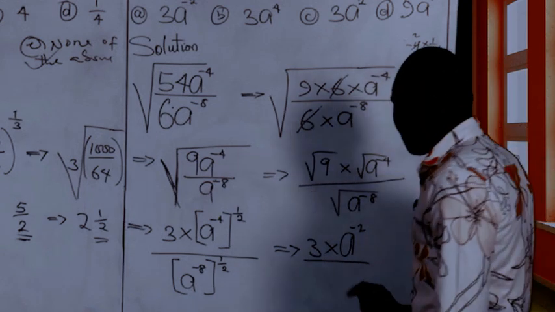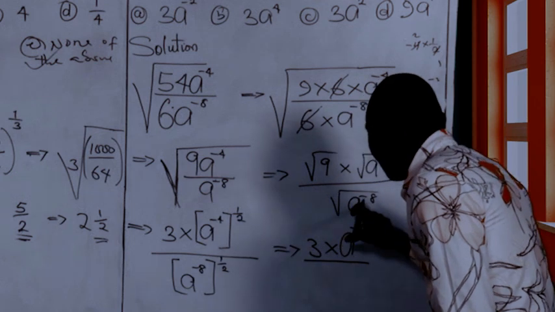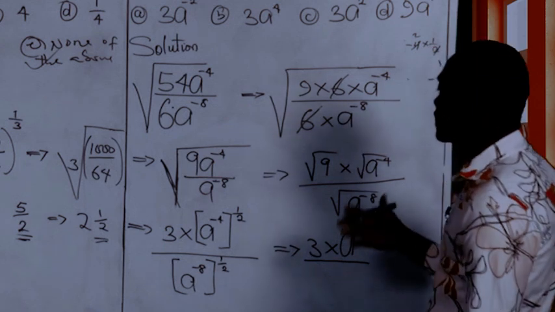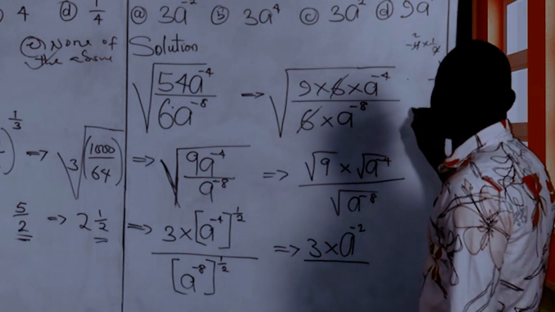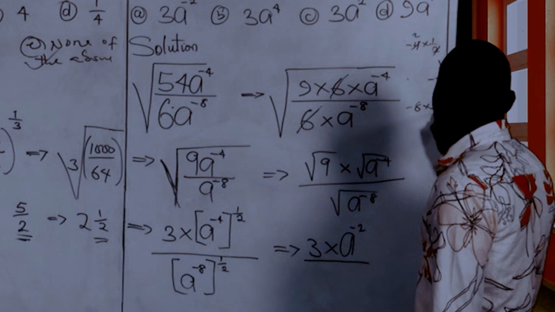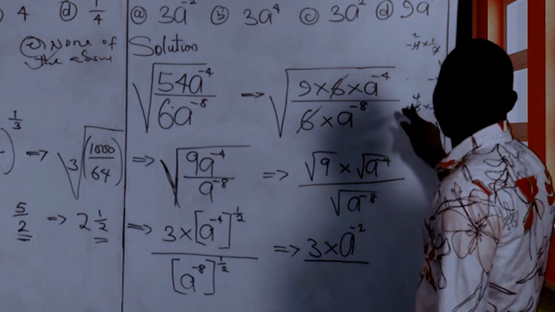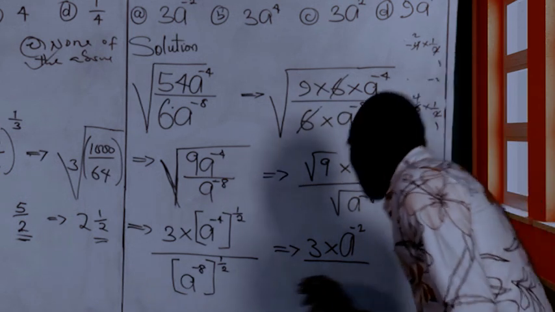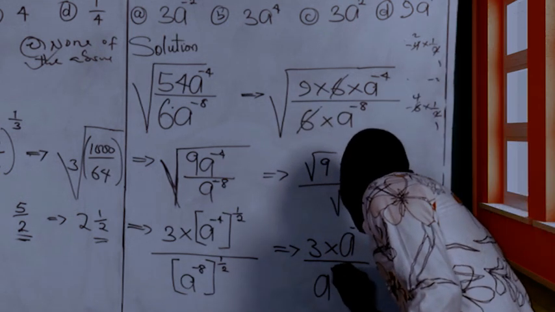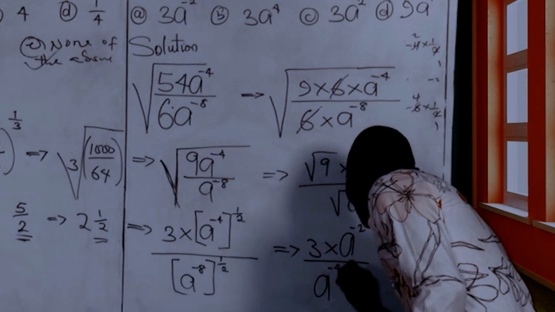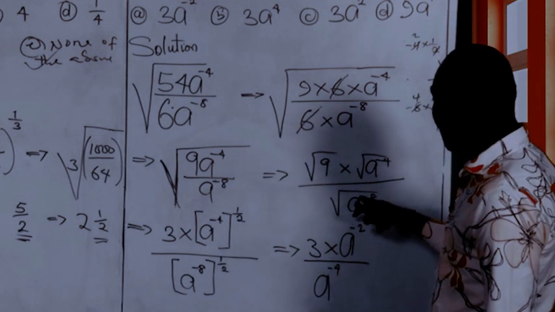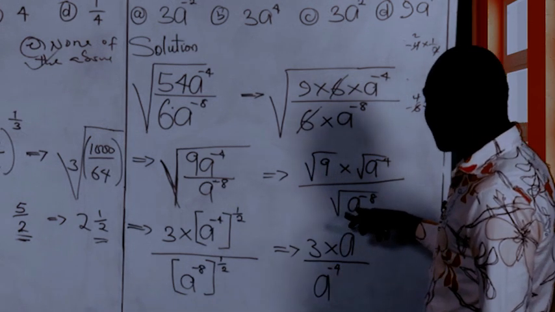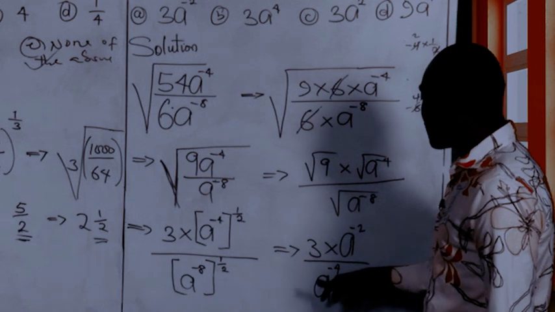Okay, now square root of this is minus 8 times 1 over 2, which is going to give us minus 4. How do we get it? Minus 8 multiplied by 1 over 2: 2 here 1, 2 here 4. Minus 4 times 1 will give us minus 4. Okay, so we have a raised power minus 4. It means the square root of a raised power minus 8 gives a raised power minus 4.